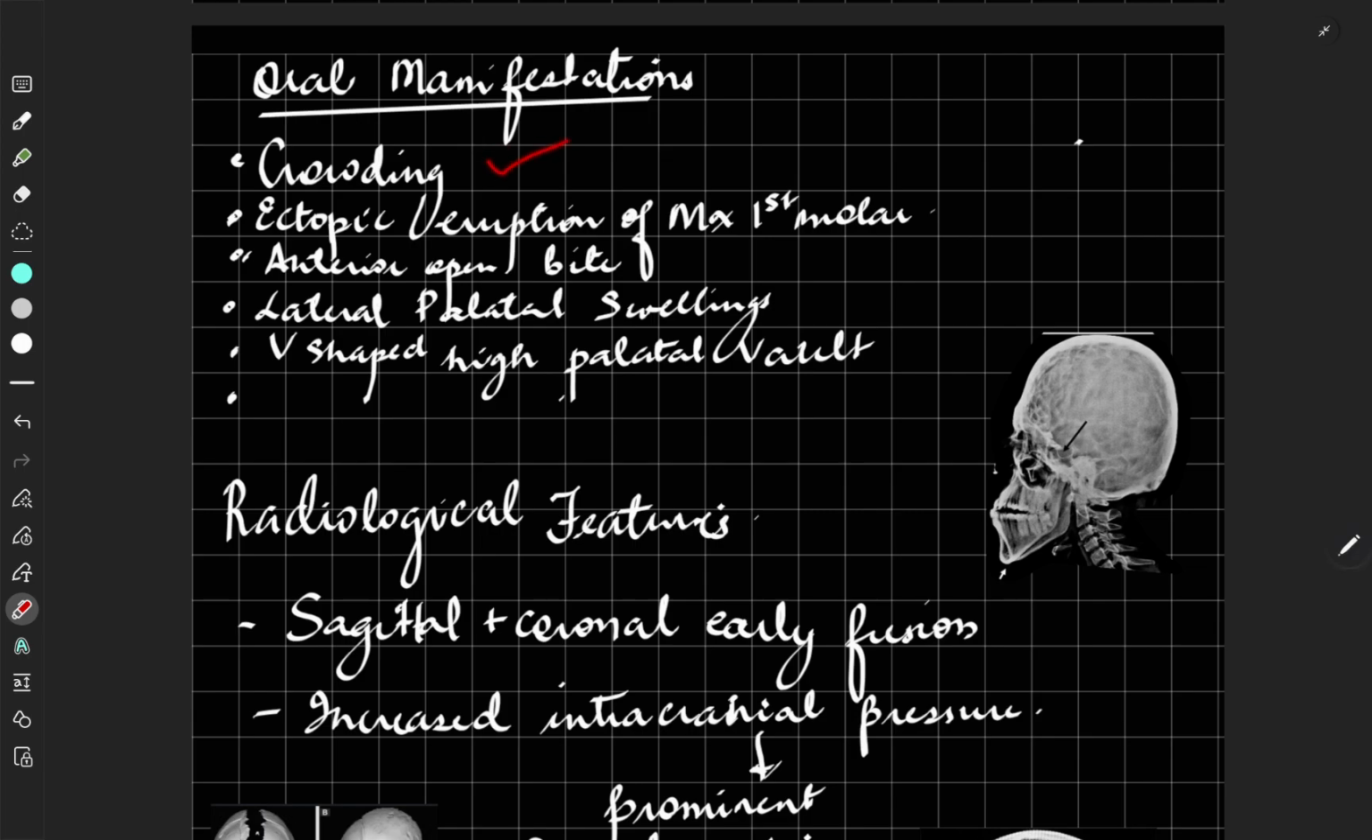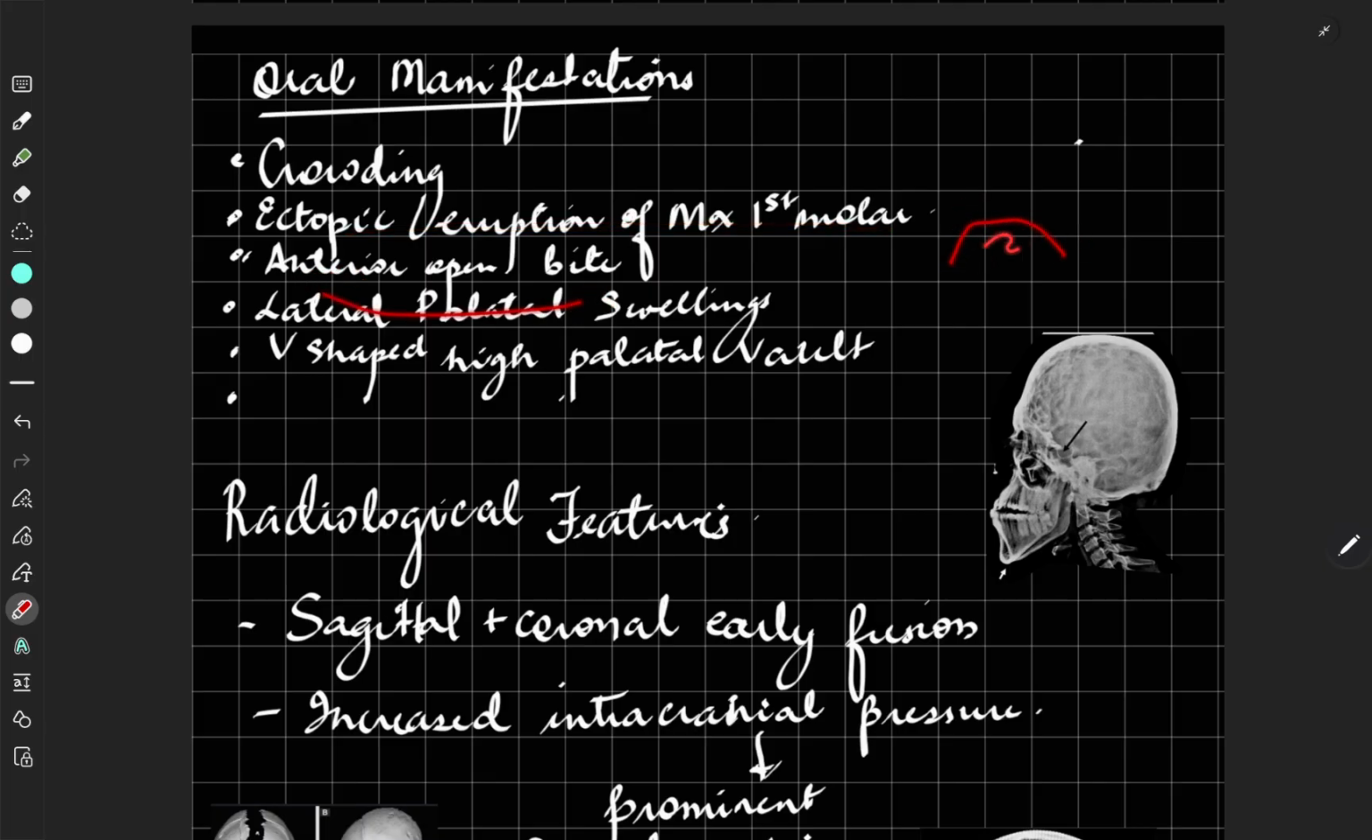There will be crowding of the teeth. There will be a lot of teeth together. Ectopic eruption of the maxillary first molar. What is ectopic eruption? It is eruption of the maxillary first molar other than at its site, somewhere above the canine or somewhere like that, but not in its site, and not in the arch either, otherwise it would be transposition. So ectopic eruption of the maxillary first molar will be seen.